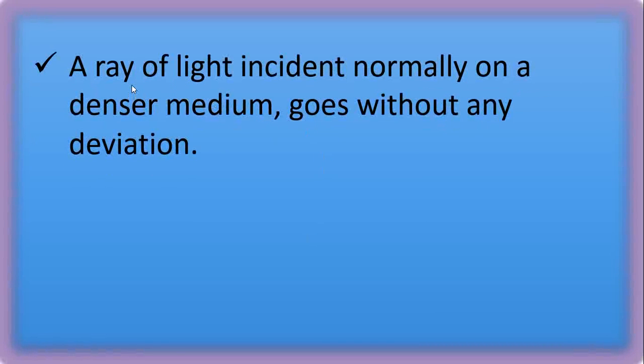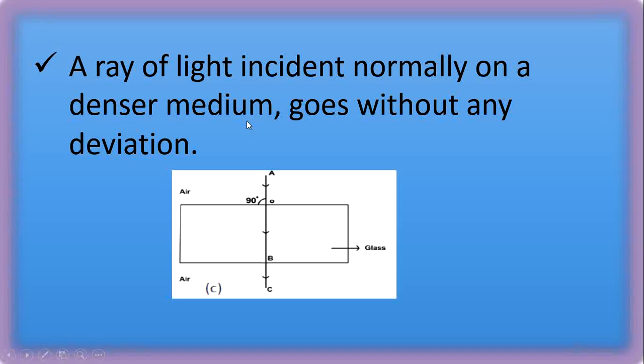And then the third one: a ray of light incident normally on a denser medium goes without any deviation. See the diagram. Here, air and air, both the media are air. So when light travels in the same medium, there is no deviation. Already in the definition we saw that refraction takes place when the light ray travels from one medium to a different medium, but here both media are the same, so there is no deviation and no refraction.